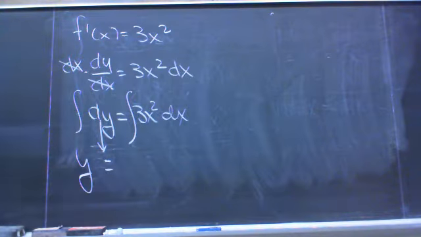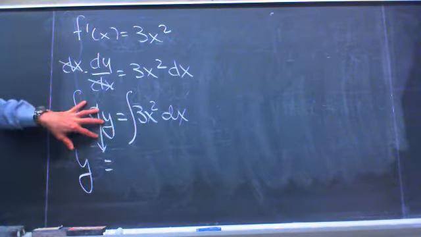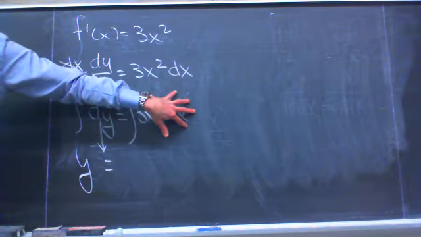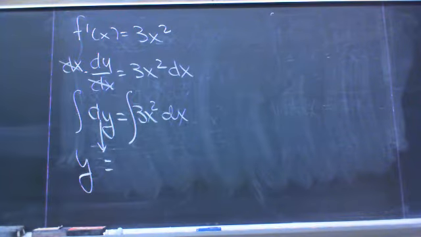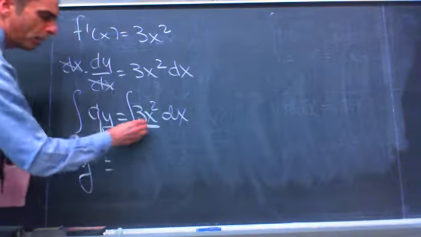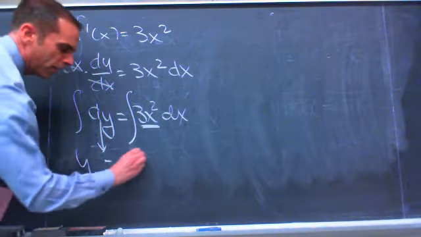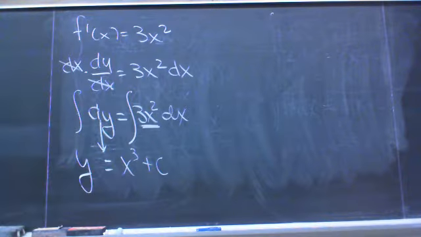Now some students say, well, why don't I put plus c there? You can. But then when you put the plus c here, and another constant over here, and you solve for y, those constants just combine to give you a whole new constant. So there's no need to put a plus c here. Now I increase the power by 1, divide by the new power, and it's x cubed plus c. That's the general function whose derivative is 3x squared.